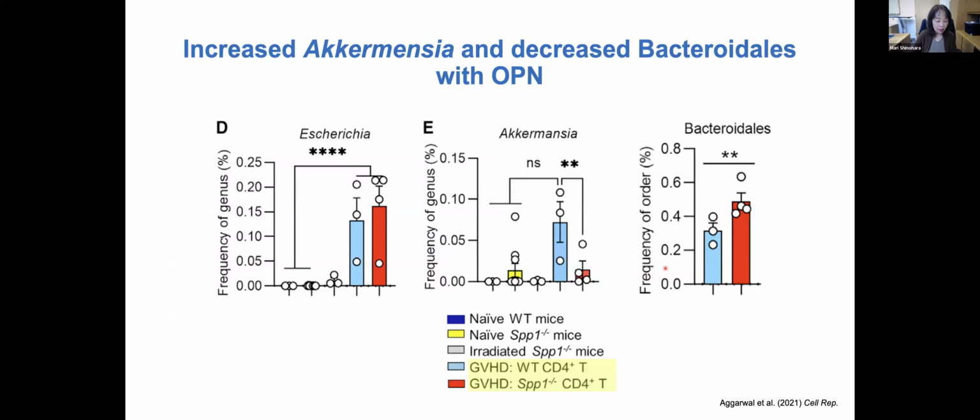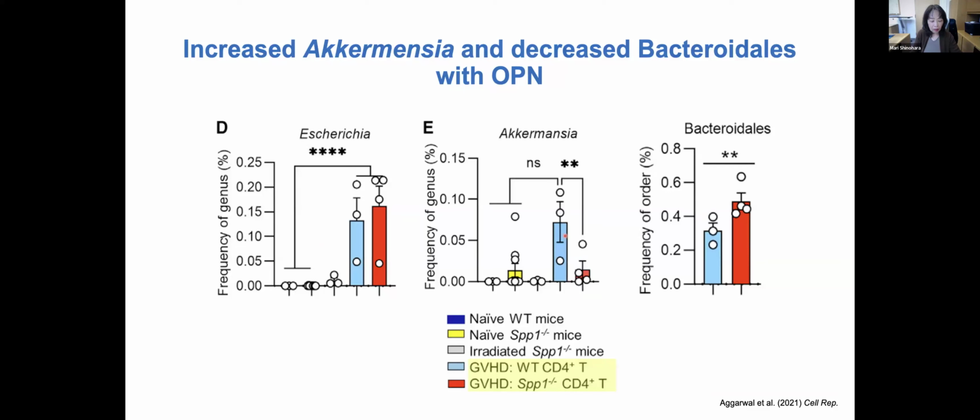And then here at the genus level, Escherichia was increased in GvHD mice compared with naive and irradiated mice. This observation correlates with previous studies where the GvHD microbiome is characterized by an overabundance of the Escherichia genus. However, OPN did not appear to regulate these features of the GvHD-associated microbiome.